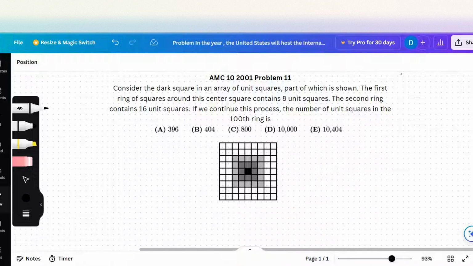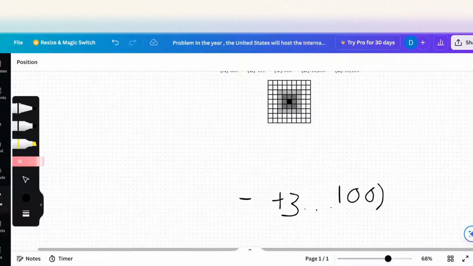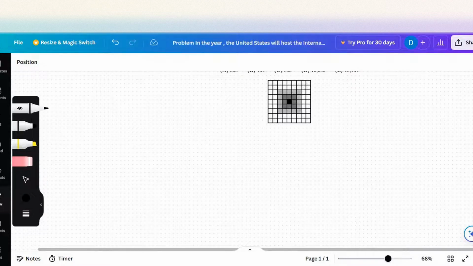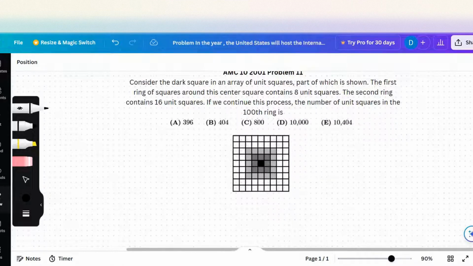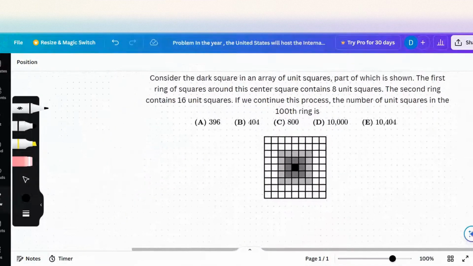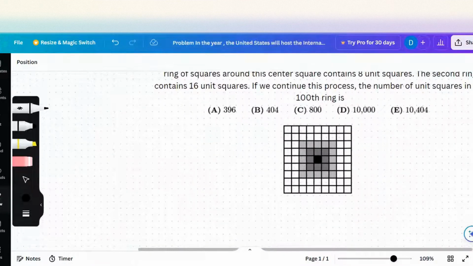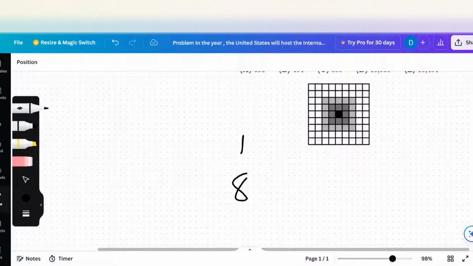Solution. There are actually two solutions for this, and the first solution is pretty unique. It's going to be sequences. A sequence is a reoccurring pattern that we see in the figure. Clearly, the first ring given in the problem says that there are 8 unit squares.